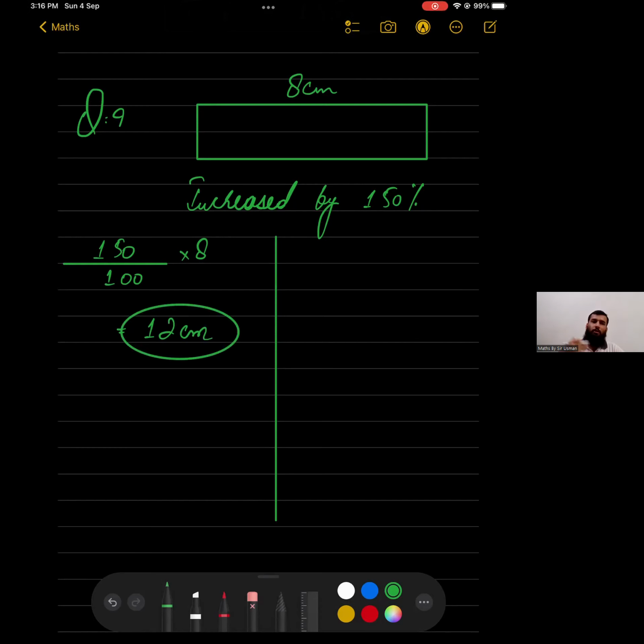Now 12 centimeter is the increment. Previously it was 8 centimeter. अब 12 centimeter extra आ गया है. So this is going to be 20 centimeter. The total new length is going to be 20 centimeter now.